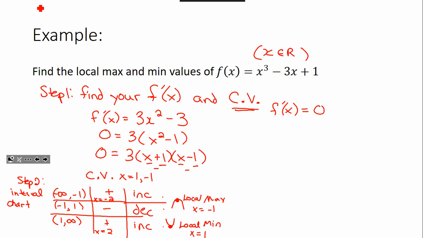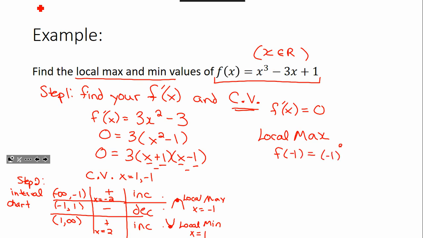Now, if we wanted to actually find what the values of that max and min are, I have to go back to the original function. And my local max, I'm going to plug in where we said it happened, which was -1, and I'm going to get -1 cubed minus 3 times -1 plus 1, which is -1 plus 3 plus 1, and so we're going to get +3. So that is our local max. F of x is equal to 3.